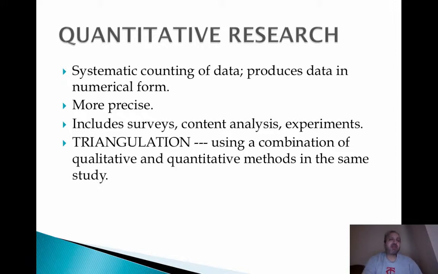And then we've already talked about triangulation. So, there are actually 2 different ways in which the word triangulation is used. One usage is a combination of a qualitative method and a quantitative method in the same study. Another definition, though, is just multiple methods. So even if you did 2 quantitative methods in the same study or 2 qualitative methods in the same study, some people still call that triangulation. I just want you to know that.